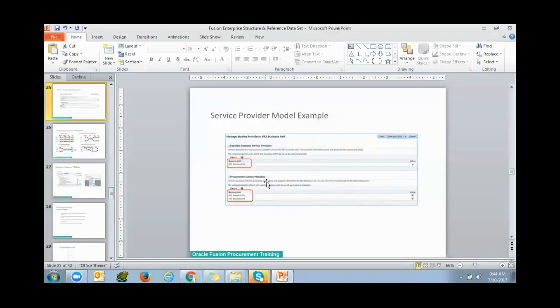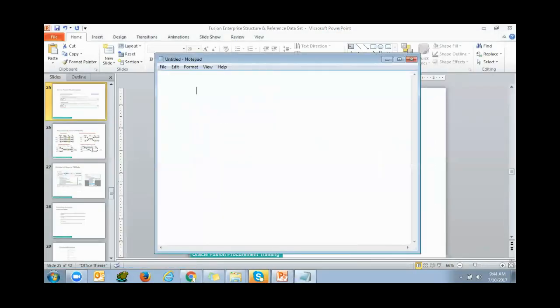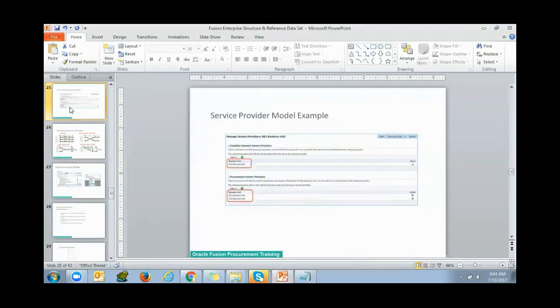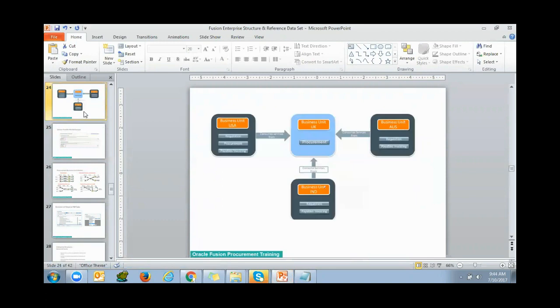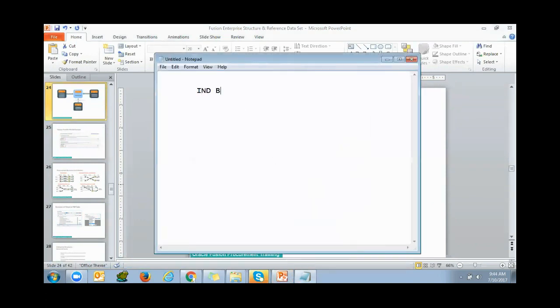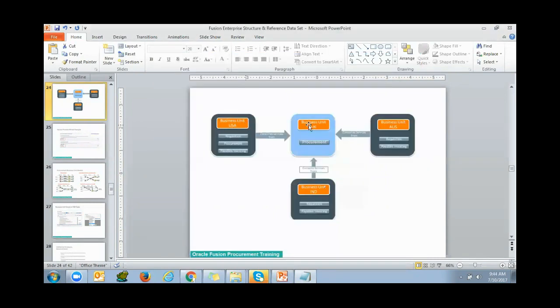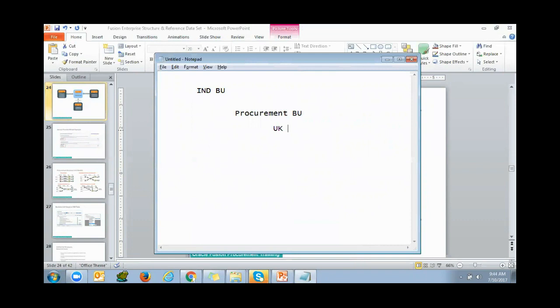Okay, now I'll tell you an example like this. Suppose let's take the India business unit. While you are configuring the India business unit, you have to select the procurement business unit. So what is the procurement business unit here? UK business unit is a procurement business unit. And also suppose if you enter the USA business unit here, so that India business unit's procurement service providers are UK and USA both.